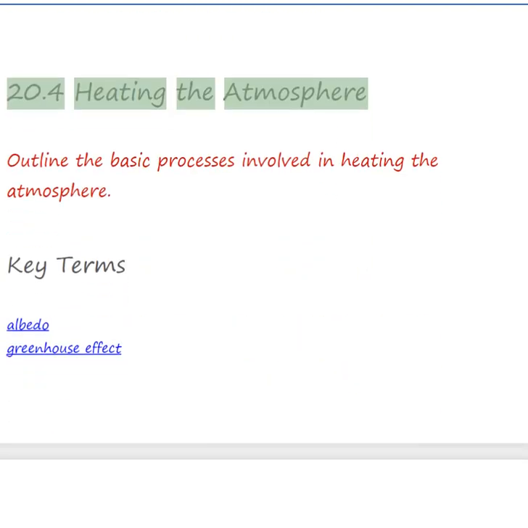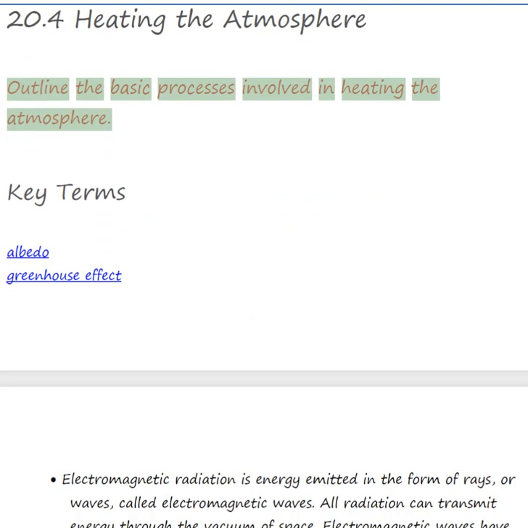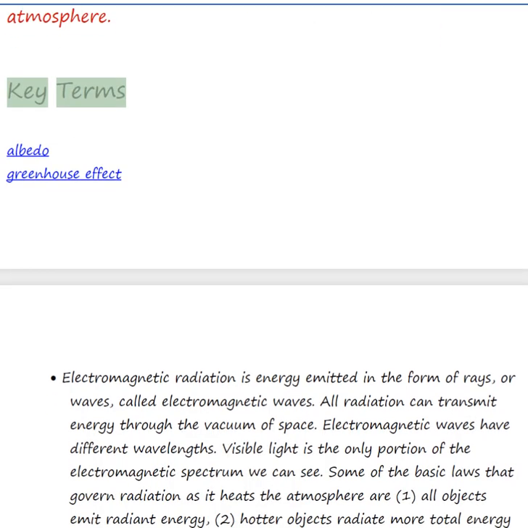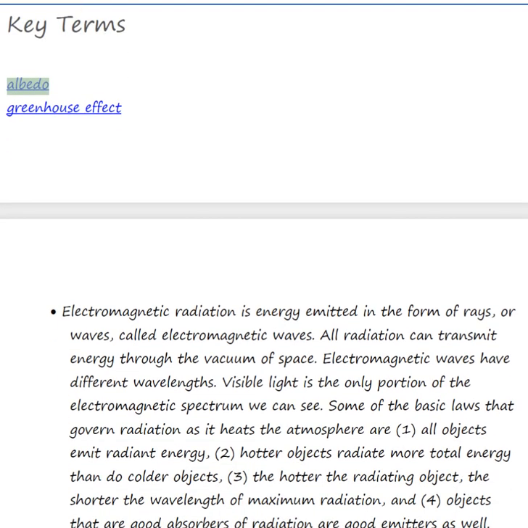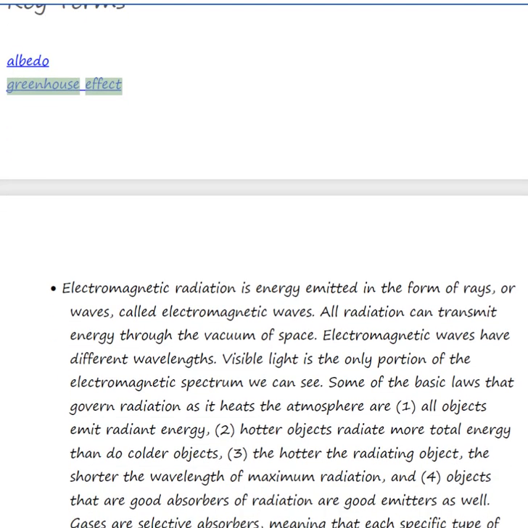20.4 Heating the atmosphere. Outline the basic processes involved in heating the atmosphere. Key terms: albedo, greenhouse effect.